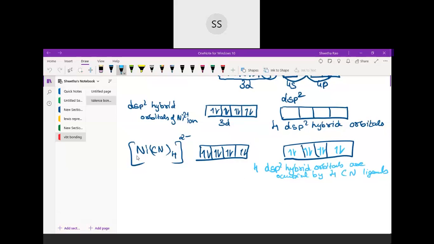Yes, a few of them have already finished. Very good. So it is dsp2 hybridization. If it is dsp2, the geometry is square planar, and the magnetic property is diamagnetic, because you can see the nickel electrons are paired, and it is a low spin or inner orbital complex. Very good, correct. Others also have got the answers.